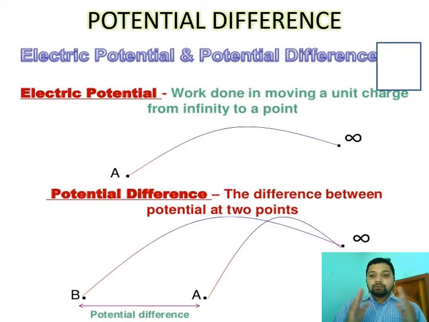But when you take any two given points, here you can see A and B, 2 points given to us. In these 2 points A and B, we can see the amount of work done by the charge at point A, and the amount of work done by the charge at point B. If we take the difference, we'll get the potential difference. Potential difference is the work done by the charge particle between any two given points.